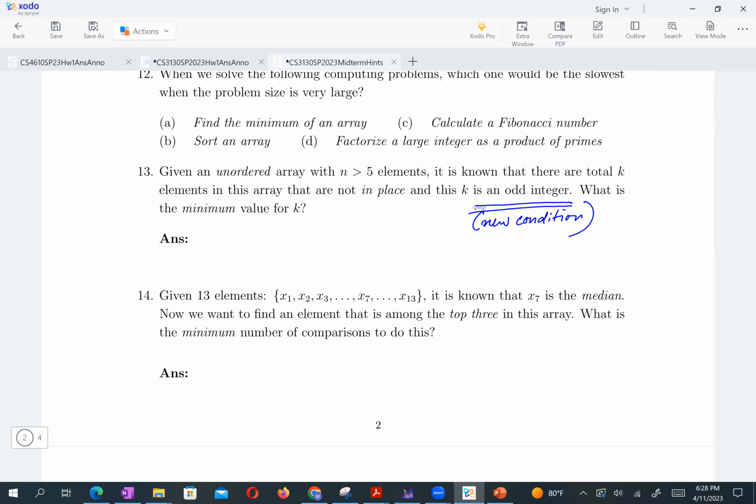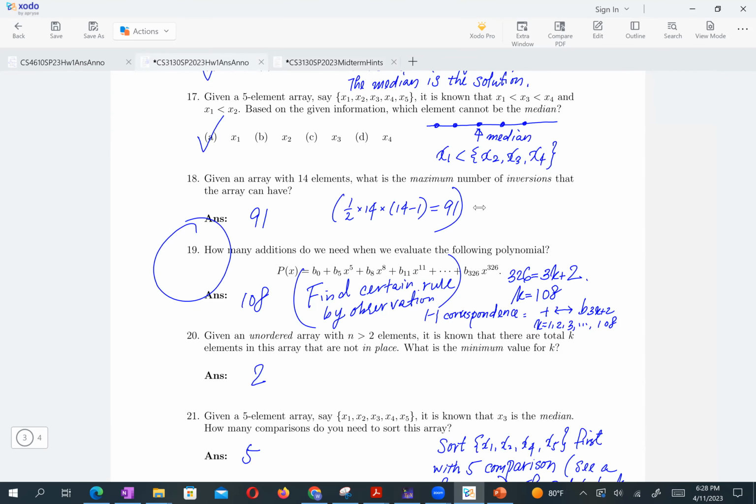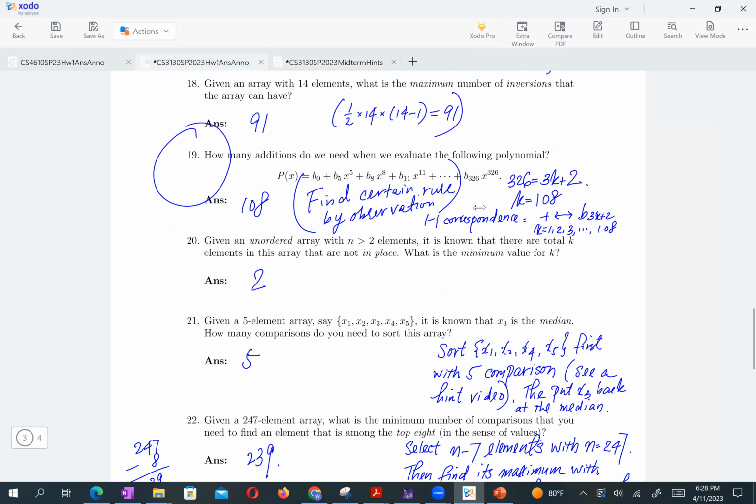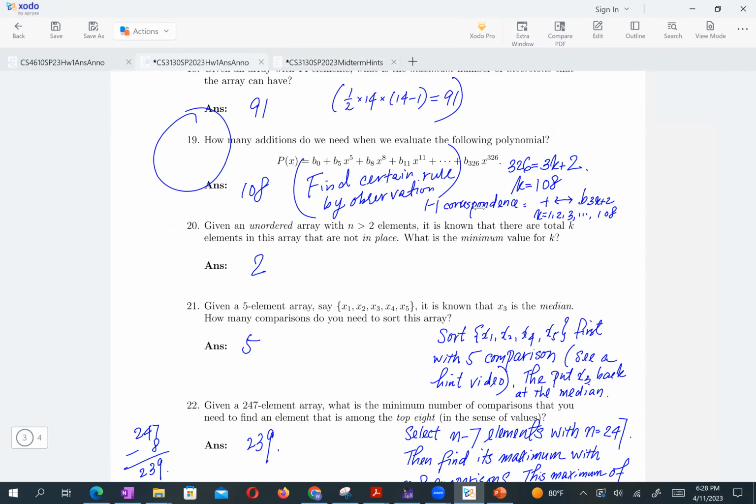If you go back to look at our homework question, look at question number 20, corresponding to this question number 13.